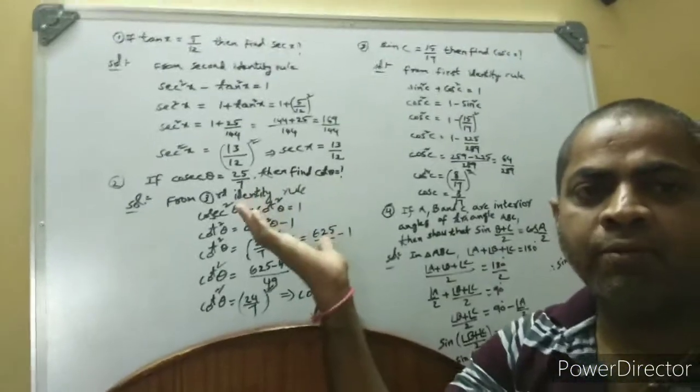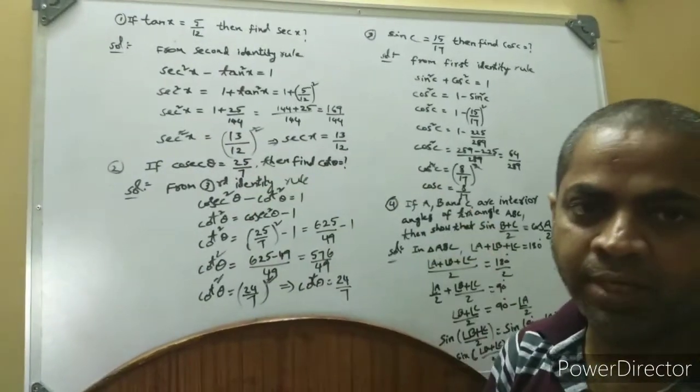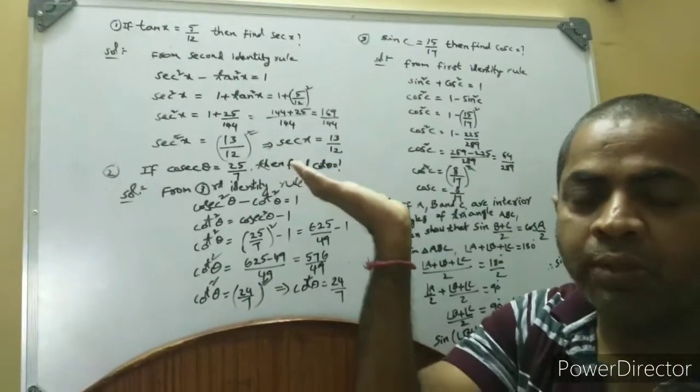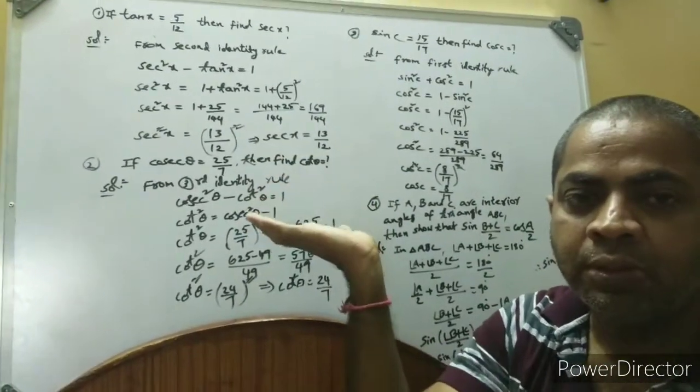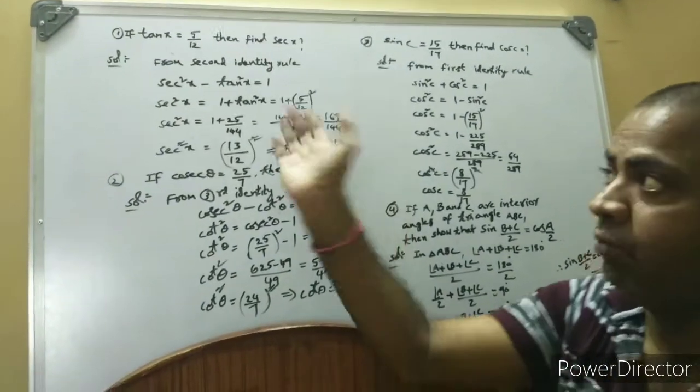Today I am discussing very important problems for 2 marks in the trigonometry chapter. They depend on the identity rules. Already you know the identity rules from the previous class. So depending on the identity rules, I am telling some problems. Look at the board, all of you.